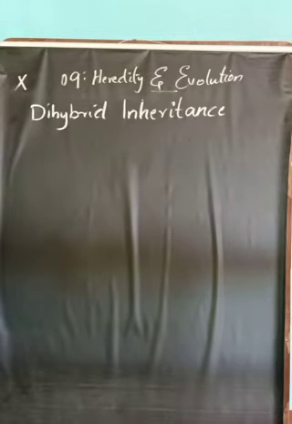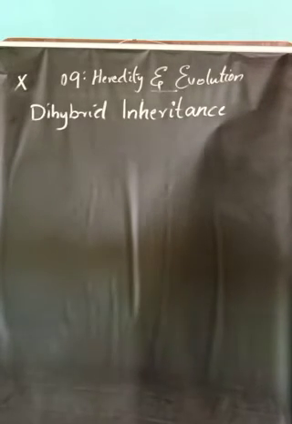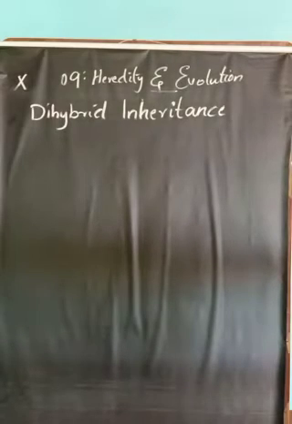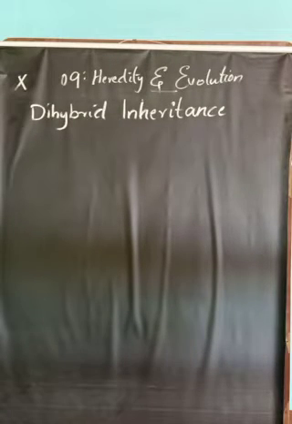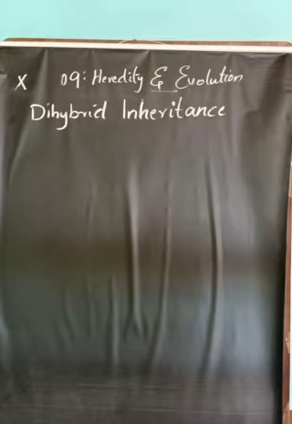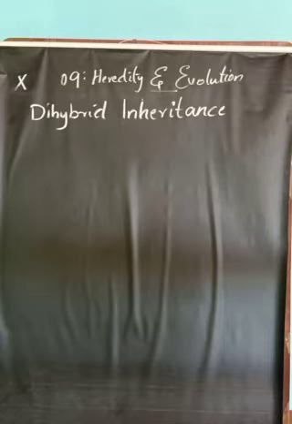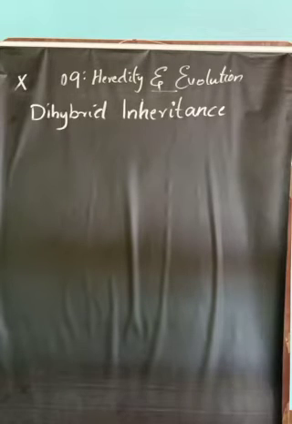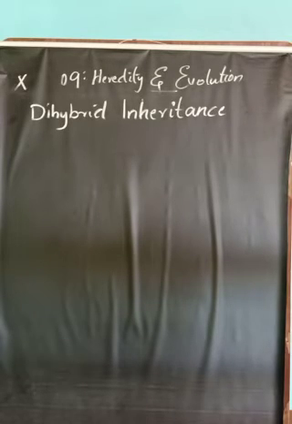Welcome students. Last class we discussed the laws regarding monohybrid inheritance, that is, the law of segregation and the law of dominance. Today we are moving to the last section of our chapter Heredity and Evolution, that is, in the hereditary part, the botany part, we are reaching the last portion, that is dihybrid inheritance. Okay, what is dihybrid inheritance?